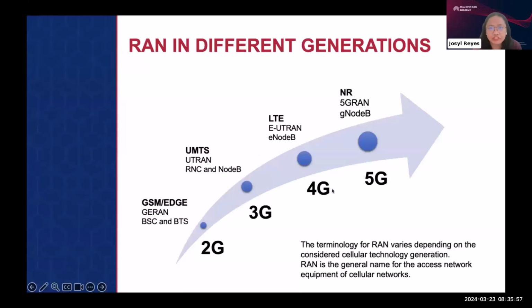And then for 4G, another set of different names. We have EUTRAN, or Evolved UTRAN, and the base station is the eNode B. So later in the architecture, if you find an eNode B here, that means it's 4G. And then for 5G, we have NR, or the New Radio, or the 5G RAN, and the particular node is called the gNode B.